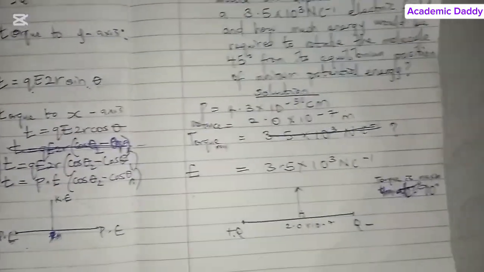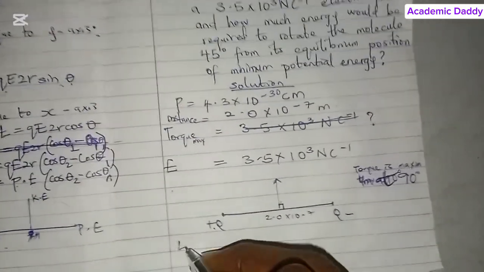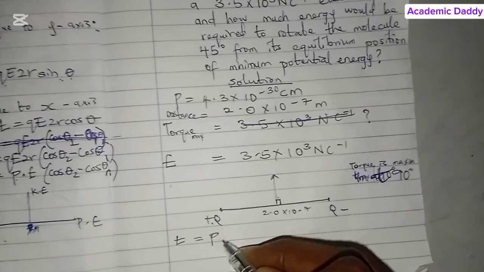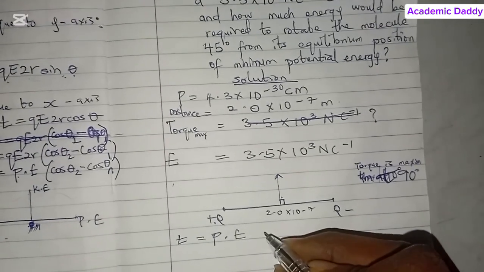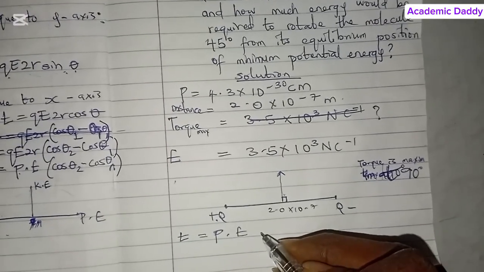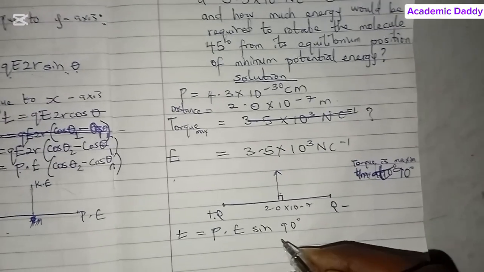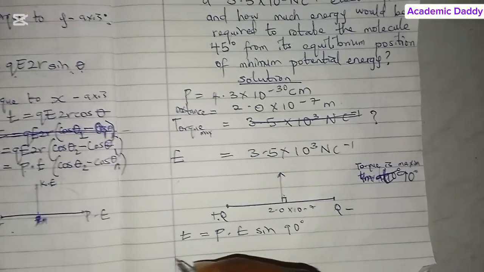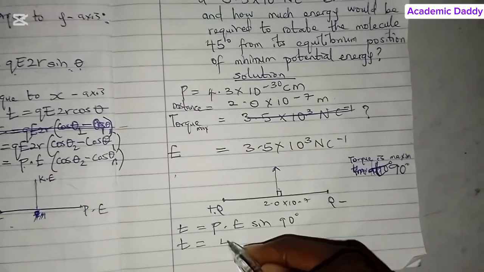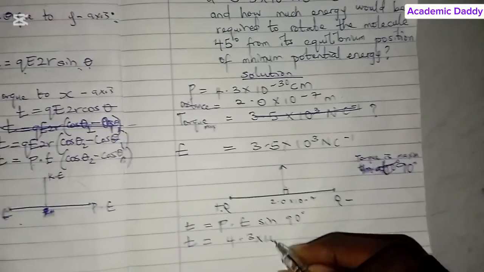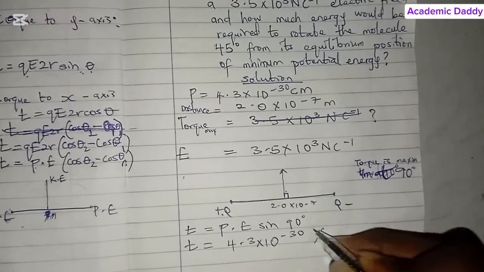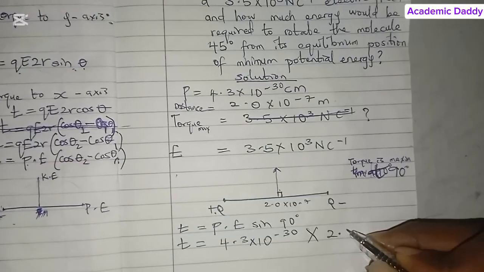So if I know that, T will be the same as P E sine theta, and notice that 90 degrees is at the y-axis and we use sine theta there. So P times sine 90 degrees, and sine 90 degrees is 1, so 1 times P is P. So this is going to be T equals 4.3 times 10 raised to the power minus 13 times 2.